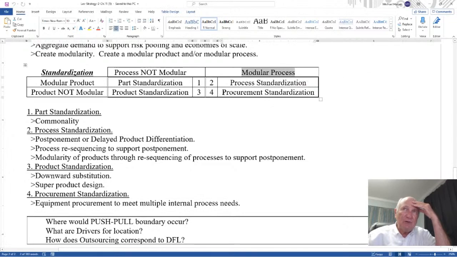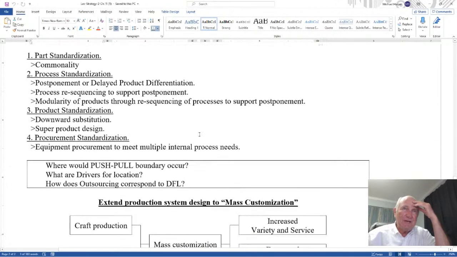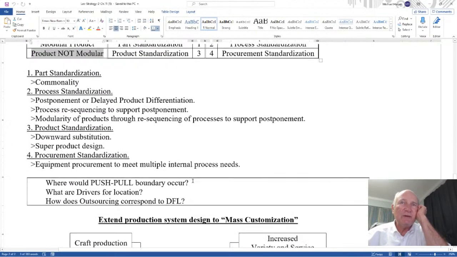So the procurement then of standardization is going to be procure equipment that can meet multiple internal process needs. Even though your product is not modular, your process is. So this process can satisfy different products, not just different versions of the same product. So the product is not modular.